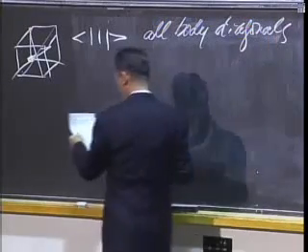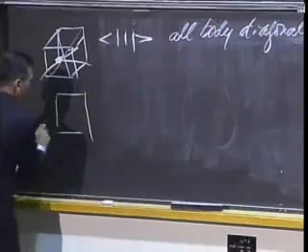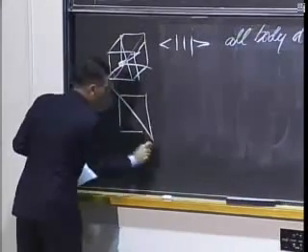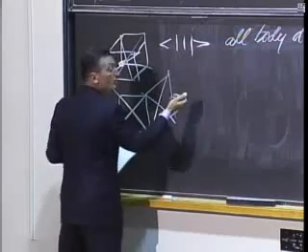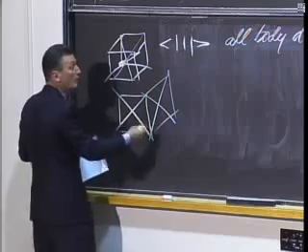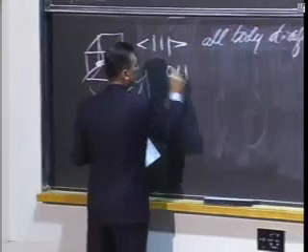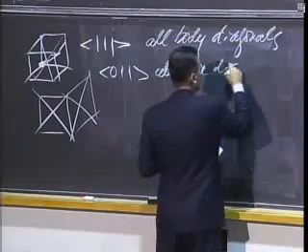We could do a few others while we're at it. Suppose I wanted to do all of the face diagonals, like this, and then over here, like this, like this. Well, what's a face diagonal? 0, 1, 1, right? So all the face diagonals would be, okay, all face diagonals.